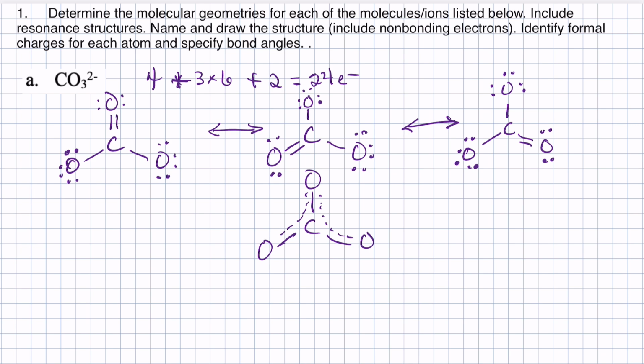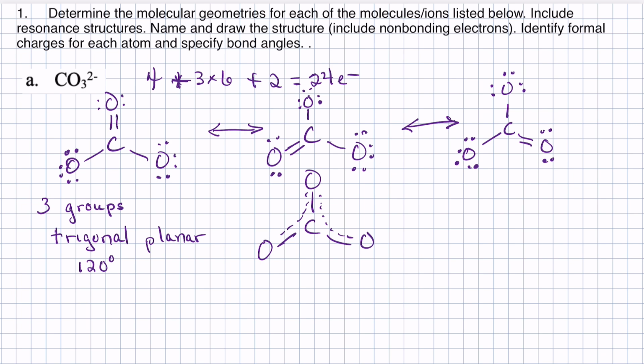Now, when we look at any one of these, we know that we've got 3 groups of electrons around our central carbon, and that means we've got a trigonal planar structure with roughly 120-degree bond angle.